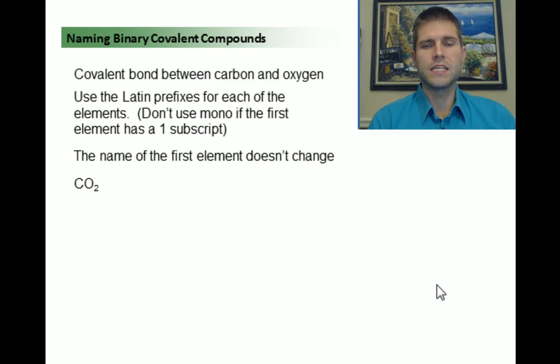Let's look at this CO2. Now you probably already know what the name of CO2 is, but let's see how these rules are applied. We don't change the name of the first element. And how did we even know carbon was the first element? Well, we could check out their group numbers. The group number of oxygen is 6. The group number of carbon is 4. So carbon has to be written first because it has a lower group number. Great. So we don't change the name of the first one.